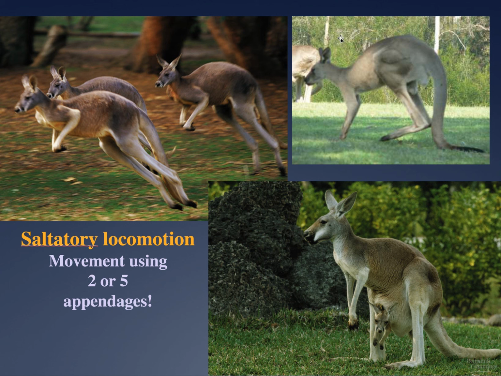And up here on the top right of this figure, we can see a little bit of how they do that. They actually use their tail, you can see on the ground here, to lift up the back side of the body to let these back feet come forward near the front feet. So technically, kangaroos are moving about on either 2 or 5 appendages, something a little different.